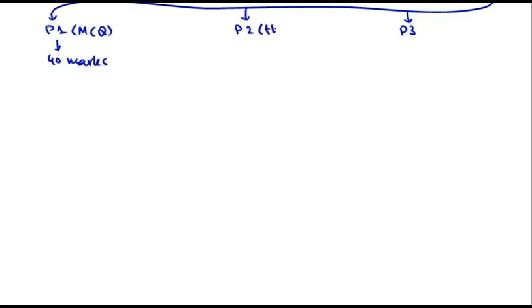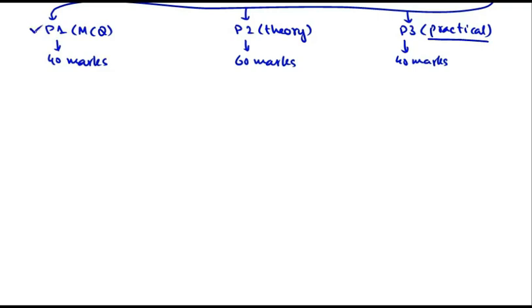Paper 2 is a theory paper of 60 marks. Students, this paper usually consists of 6 or 7 structured questions. And paper 3 is an advanced practical skills paper of 40 marks. Students, this paper consists of 2 questions and each question requires practical performance of an experiment. So in this online course, we will only cover paper 1 and paper 2 and not paper 3 because this paper requires practical performance of experiments.